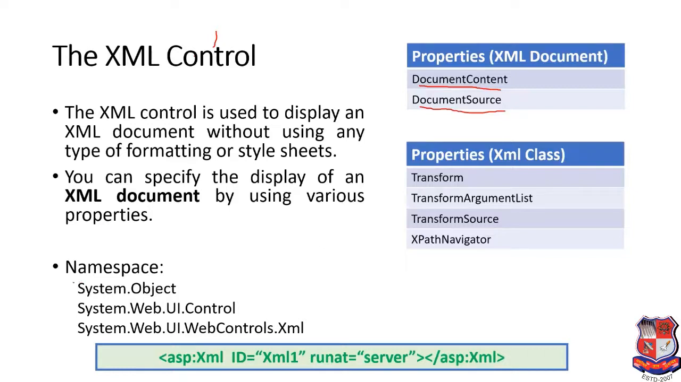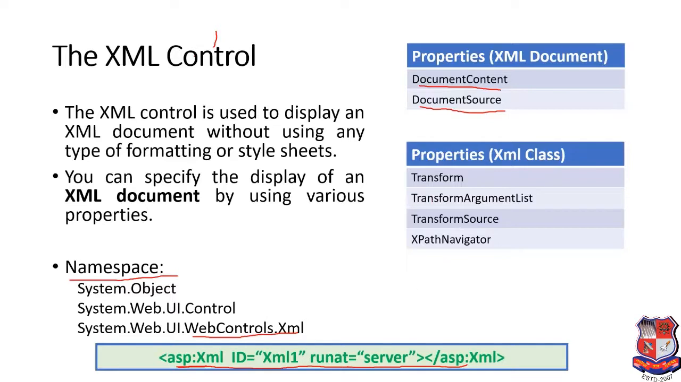Next, we have to see the namespace hierarchy for the XML control. For that, System.Object, System.Web.UI.Control, and System.Web.UI.WebControls.Xml. We can see the ASP tag over here, that is asp:Xml. This tag is used for the XML control. Then we have to mention ID, for example ID equals XML1. Then we have to write runat equals server.